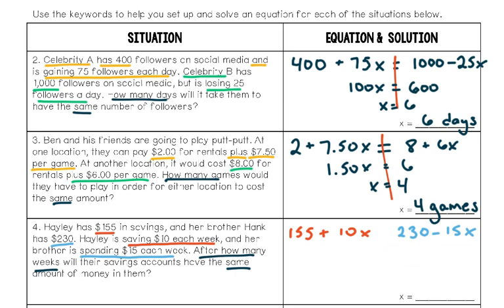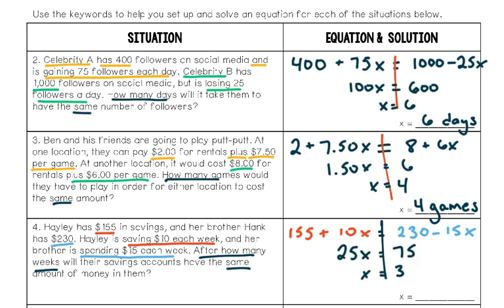Hopefully you caught the difference between Haley and Hank. Haley is saving money. Hank is spending money. If you're spending money, we're going to represent that with a minus or a subtraction sign. Then we want to know when they'll have the same amount. So put an equals and then solve.